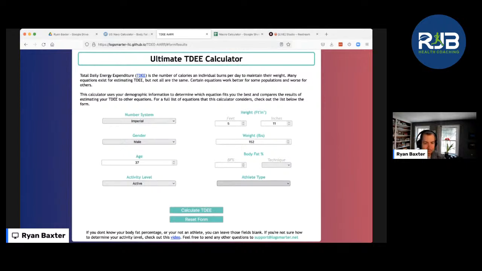My athlete type, what is my goal? Am I interested in physique or performance or sport? For right now, if you're trying to lose body fat, you're probably going to choose something like physique. If you're interested in more performance related goals, you want to see how fast you can run or how much you can lift type of stuff, you're going to choose sport. So right now I'm more on the sport side of things.